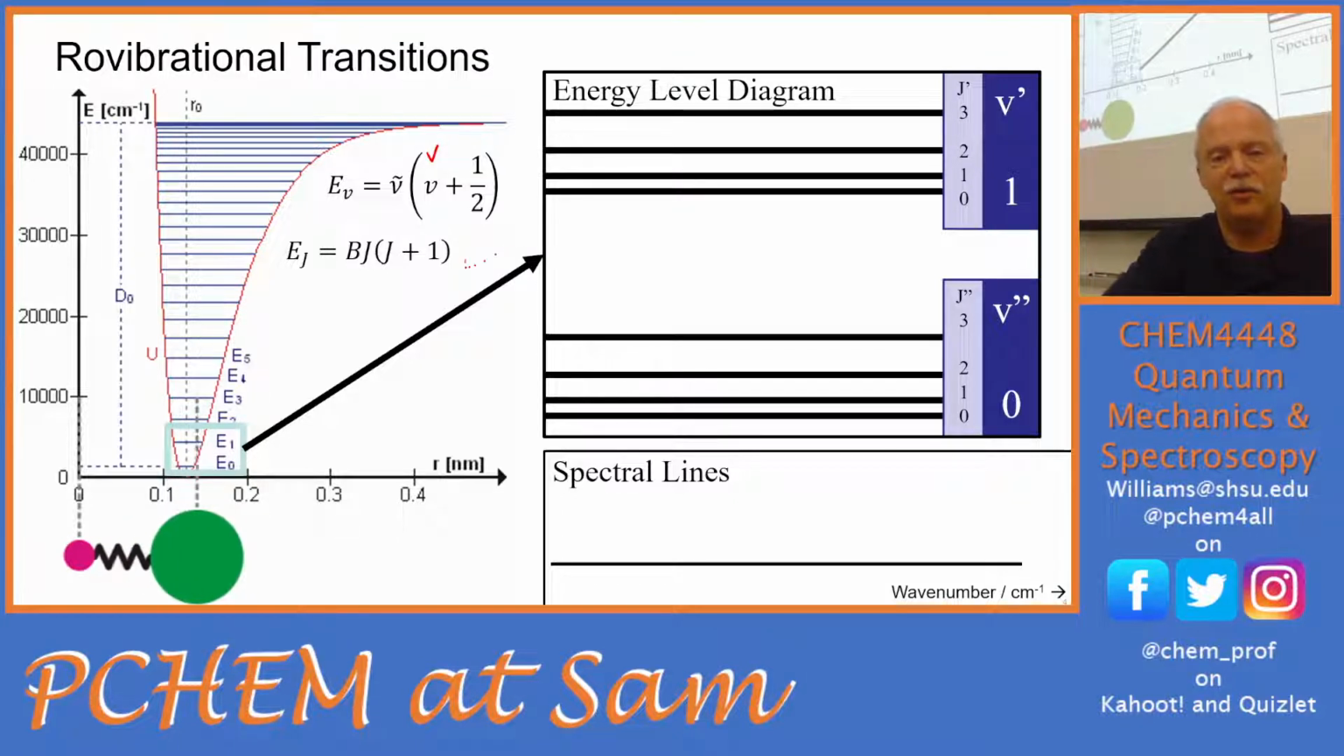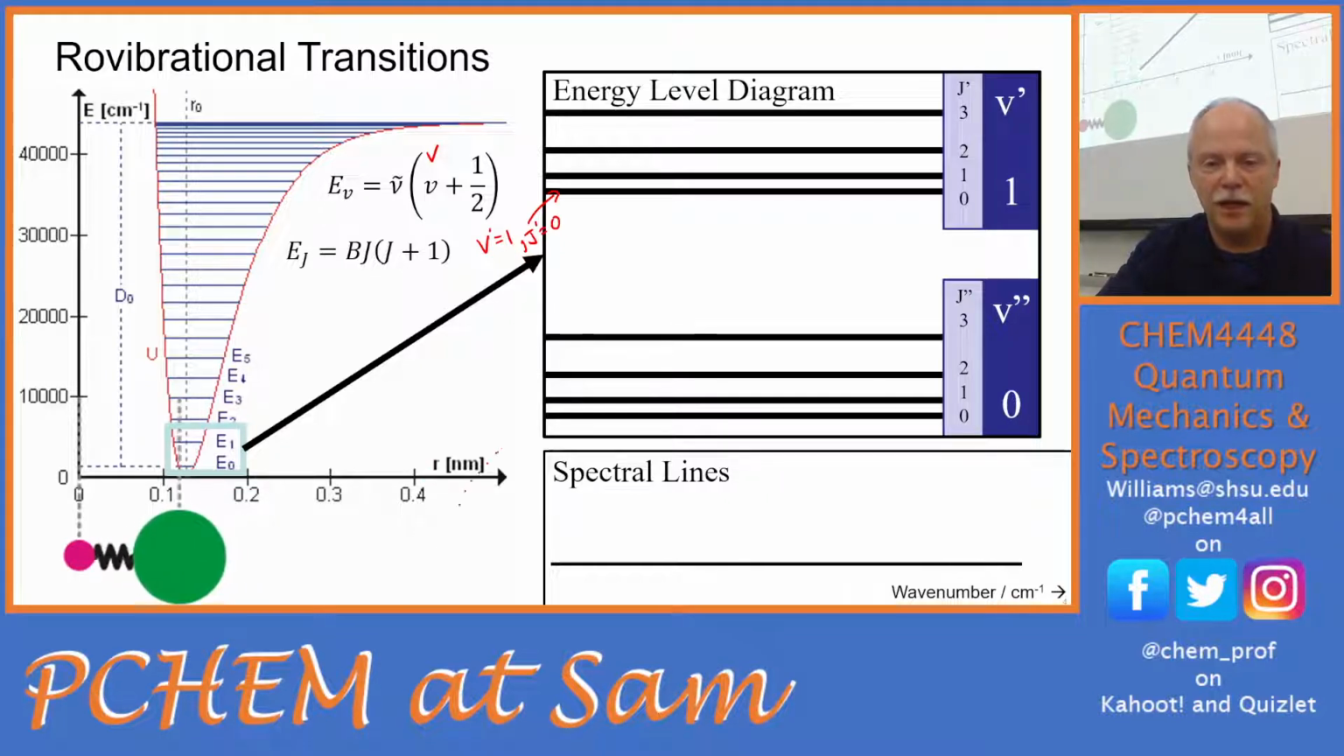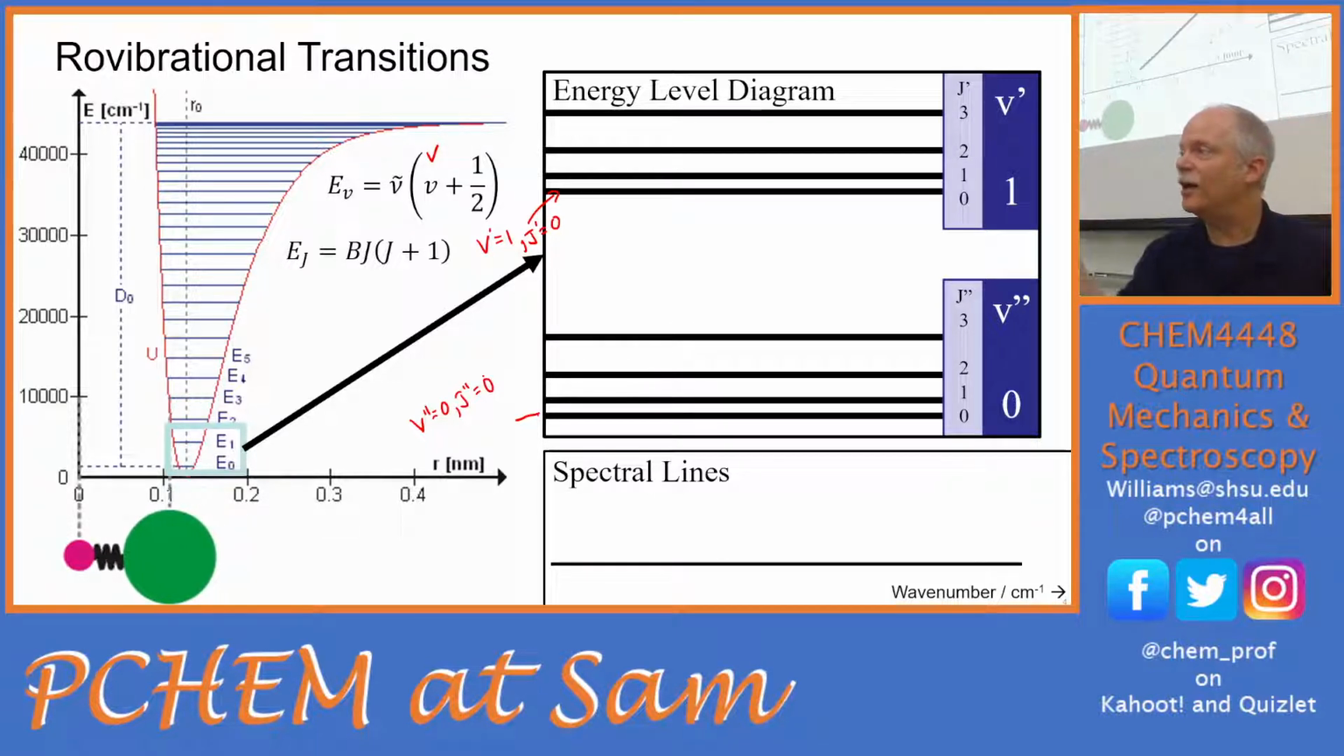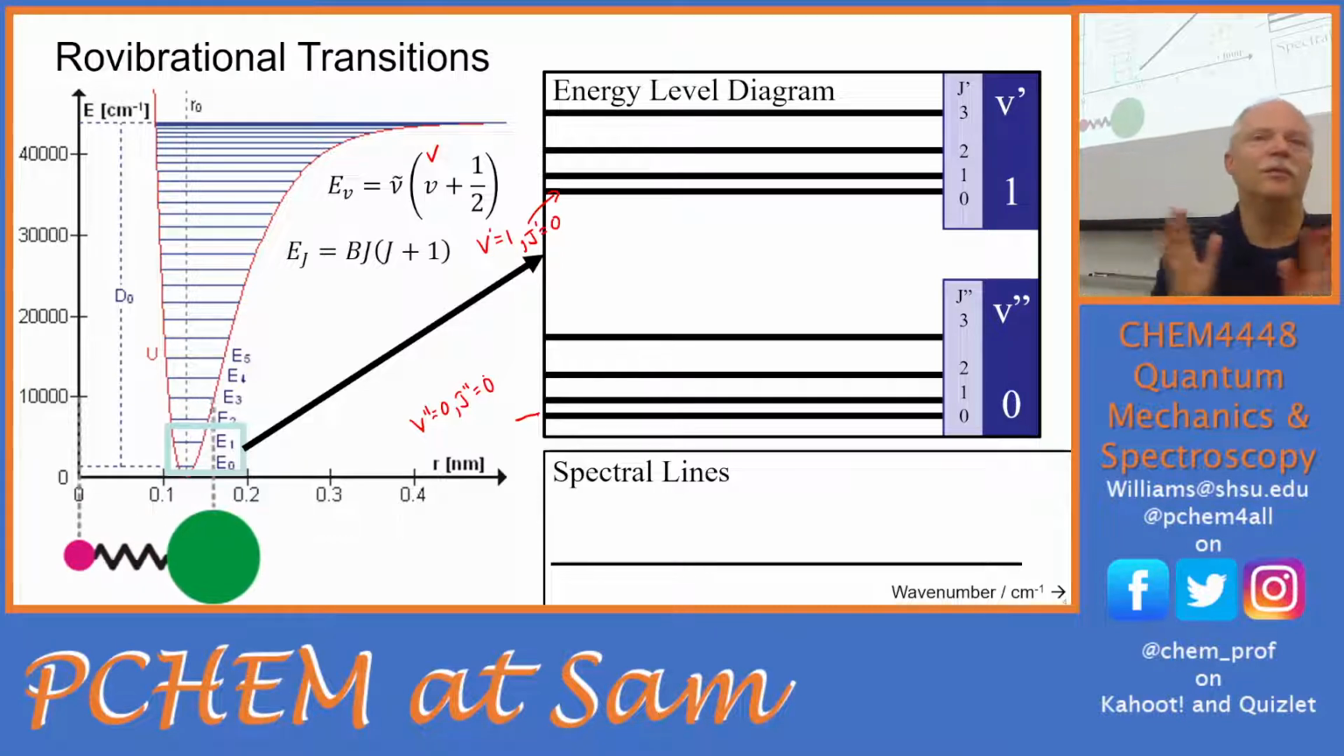So if I were to write the quantum numbers here for that state, it would be V equals 1, comma, J. I'll go ahead and put primes on those. V prime equals 1, J prime equals 0. And down here, I have V double prime equals 0, comma, J double prime equals 0. So you see every energy level has an address. It has a set of quantum numbers.